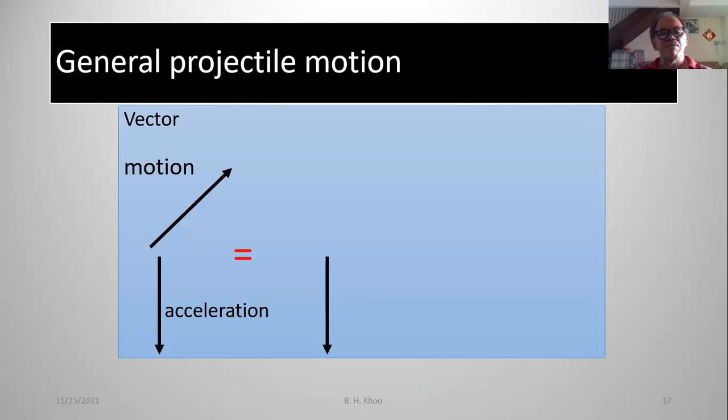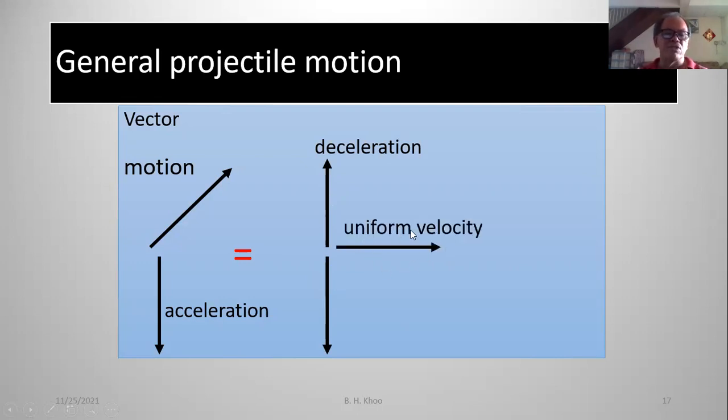Okay, so general projectile motion. Wherever you throw at an angle, the acceleration is downwards due to gravity. Then we resolve the vector into two, one vertical velocity, one horizontal velocity. And be aware that vertically is deceleration if it's going up, and then horizontally is uniform velocity.